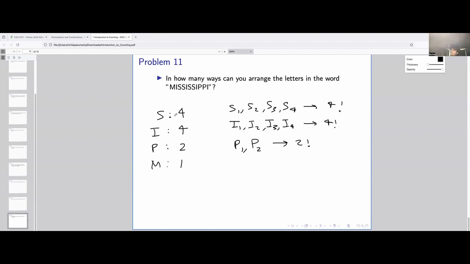There are 11 letters in total, and our answer turns out to be 11 factorial divided by 4 factorial, but I have to divide by 4 factorial again, and I have to divide by 2 factorial again. So whatever this is, it's our final answer.